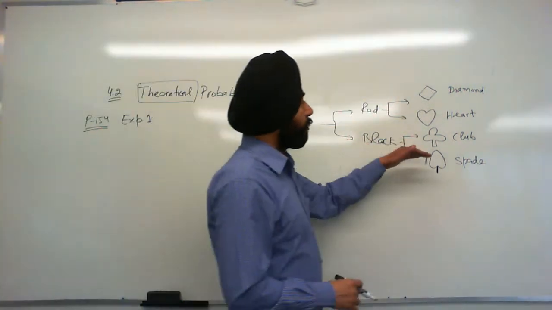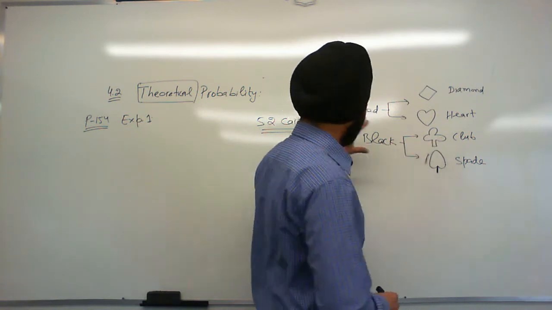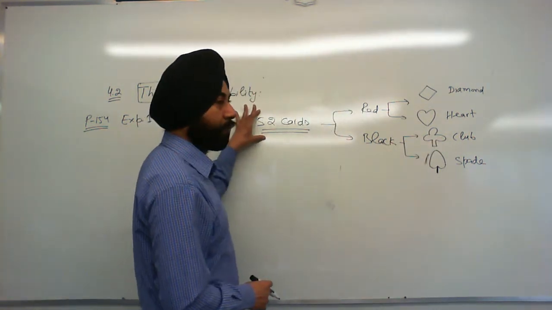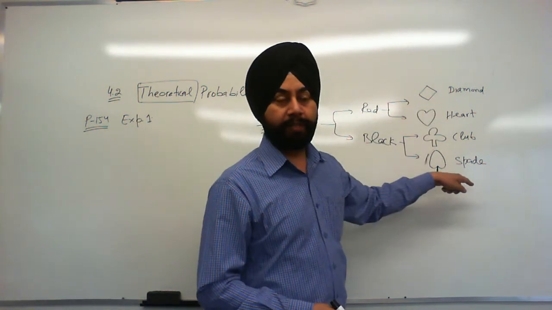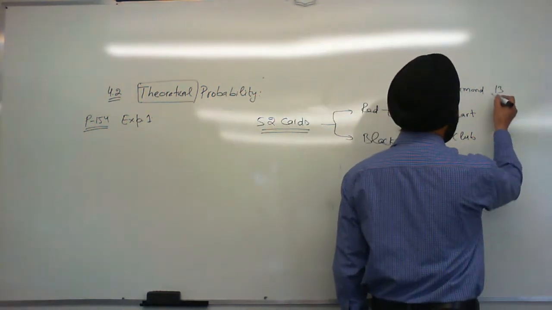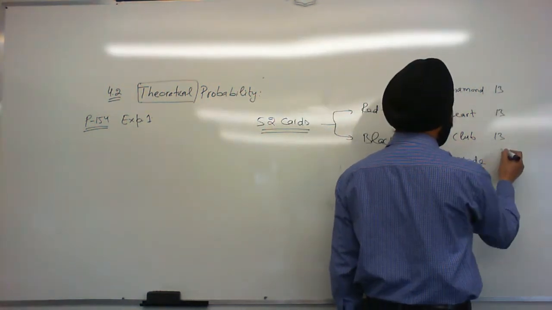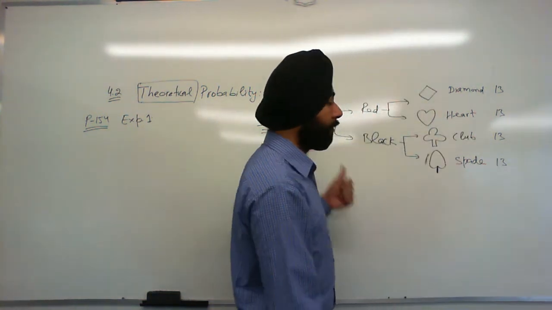And each of them is how many? Total number of cards is 52, and they are equal in number. So each type will be how many? 13, right? You have 13 cards of this type, 13 of this type, 13 this type, 13 this type. This will make a total of 52 cards.